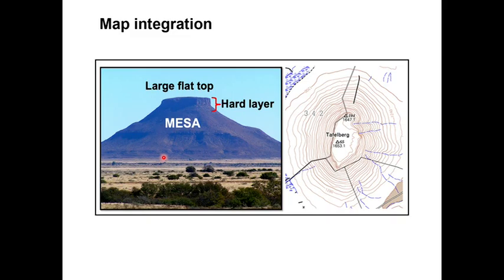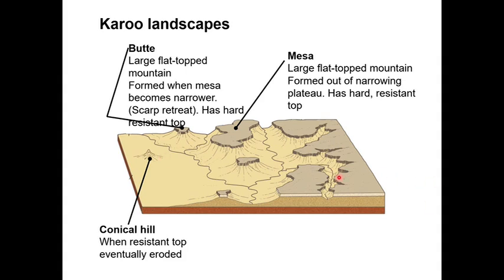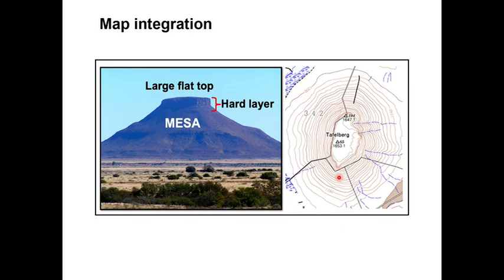Okay, now, what's very important, as I've said in my introduction, has to do with map integration. If we have a look at the previous slide, this is more a top view. Now we're going to have a look at what it looks like on a topographic map. A photo, what does it look like? Let's have a look. So here we've got this. If we have a look at the photo, this is what it looks like. We've got our mesa, and there we've got a large flat top, and we've got a hard layer on top. So that will be our mesa, all right?